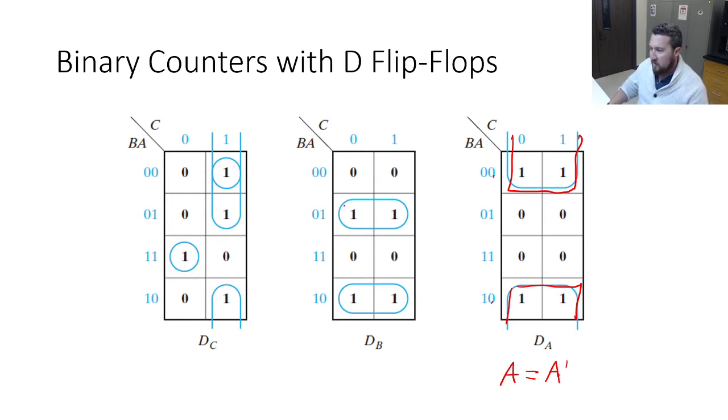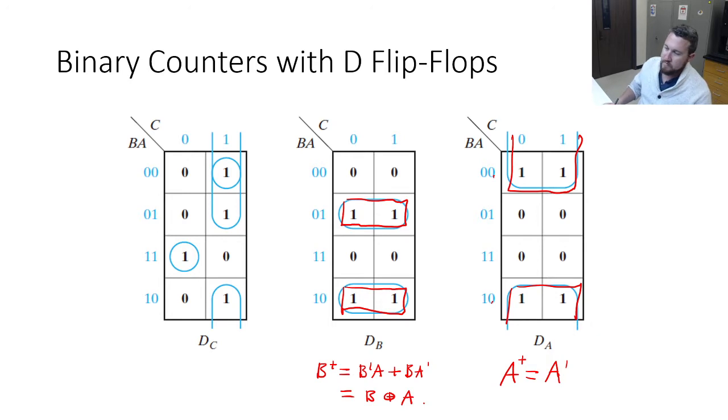Now for B, we've got a group here at 0, 1. So we'll say B plus equals B prime and A, or then down here we've got B and A prime. So B prime and A, or B and A prime, we now know is equal to B XOR A. And then finally for this last one, this diagram is a little bit confusing because this is a group of 2 and then it's also a group of 2 up there, but let's start here.